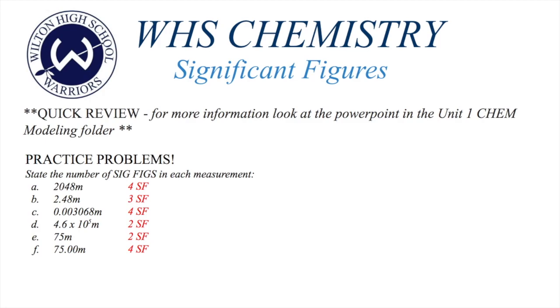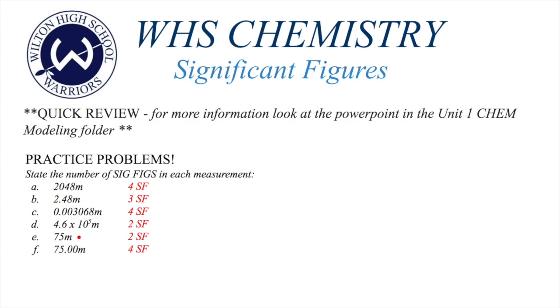B, all non-zeros are sig figs, so that gets us 3. C, there are only 4 sig figs because leading zeros are not significant figures, so those 3 zeros right here are not sig figs, and then 3 is a significant figure, and this 0 is a sandwich zero, so it's a sig fig, and then 6 and 8 are sig figs because they are non-zeros. And then in D, we have 2 sig figs because with scientific notation, we only look at the leading number. We do not look at this 10 to the nth part.